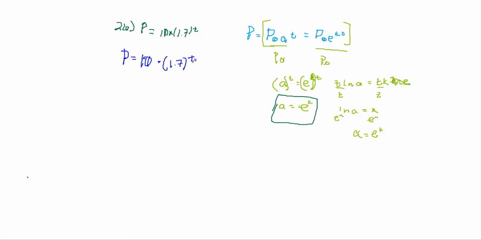Okay, so because this is in the form a to the t, and we need to get it in e to the kt, we know that a is equal to e to the k, and we know that a is equal to 1.7, and that e is just a number. Are you guys comfortable with the fact that e is just like 2 point something? It's just like pi, it's just a number. So we have everything we need to find what k is.